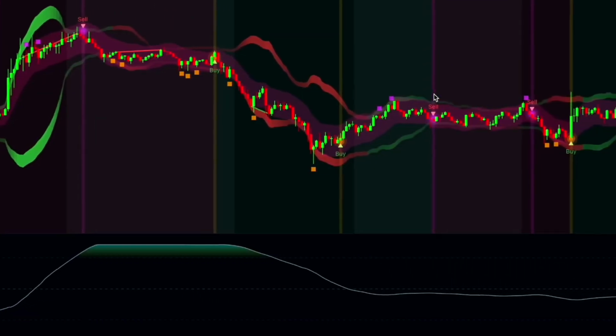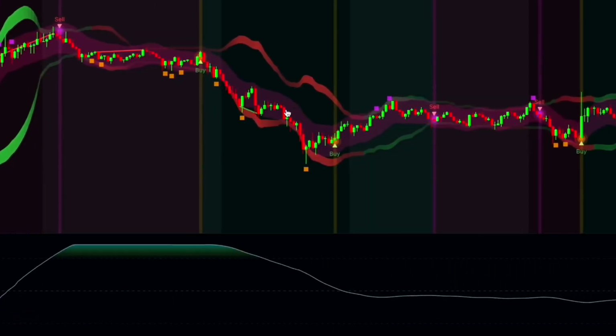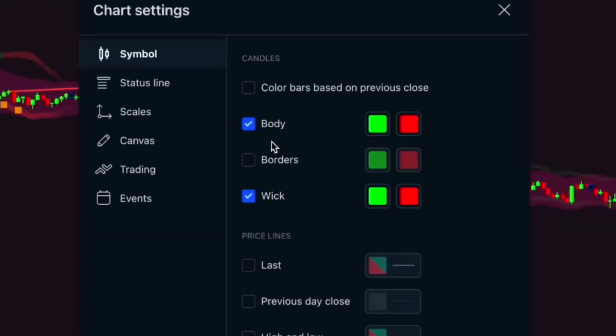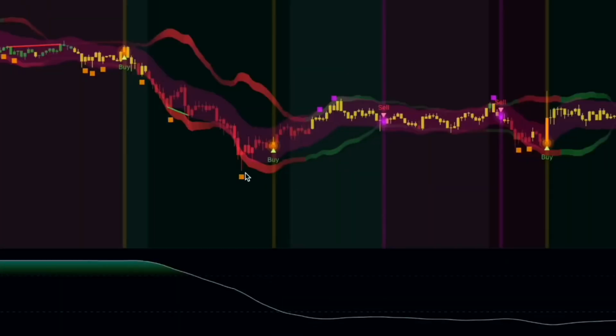While it offers a wide range of customization options geared toward advanced traders, you don't need to be an expert to use it effectively. This indicator generates its own candles, so you'll need to adjust your main settings to disable the body, border, and wick color settings. Using a dark background is also recommended.